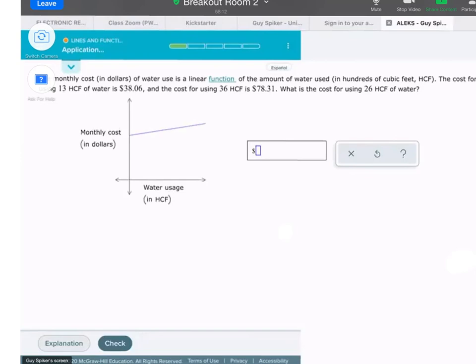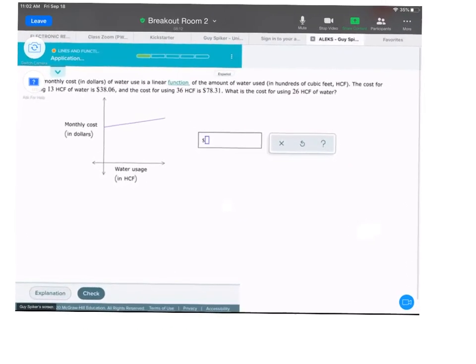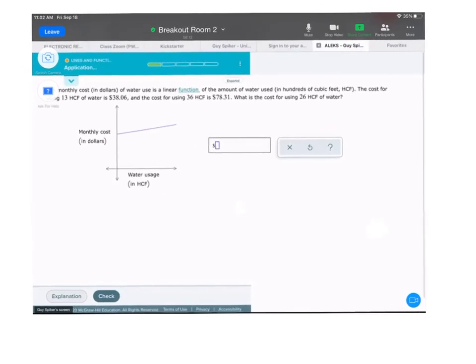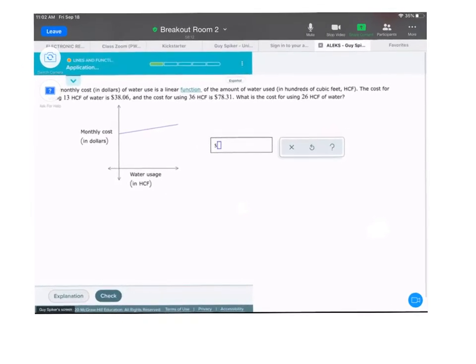Alright guys, so here's how we do these questions. The first thing you're going to do is go through and find the information that works. Alright, so we've got, this is important, and this is important, and then you have this information here that's important, so is this, and then we're looking for the cost using 26 HCF of water.